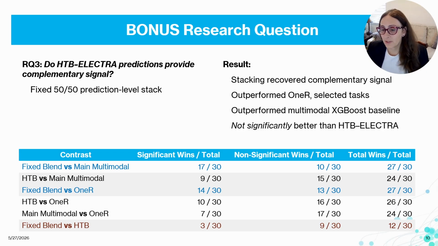The result was that the stack model produced more statistically supported improvements for the selected bile acid tasks relative to the multimodal baseline compared to the HTV Electra model. The implication then is that HTV did more than make the legacy data compatible with the pre-trained model. It also offered a complementary form of computable microbiome knowledge.